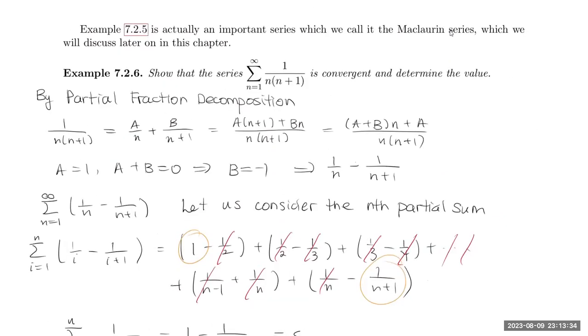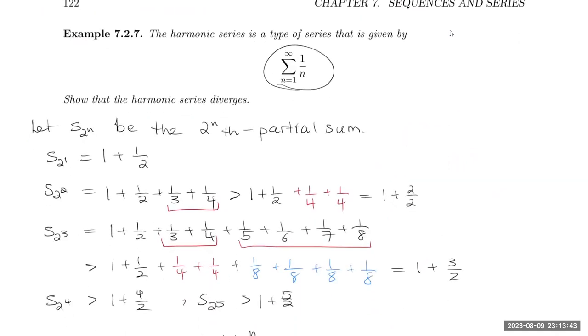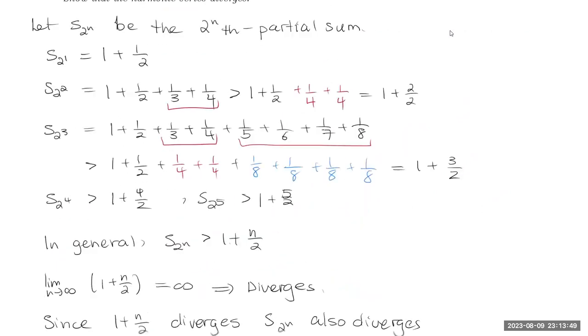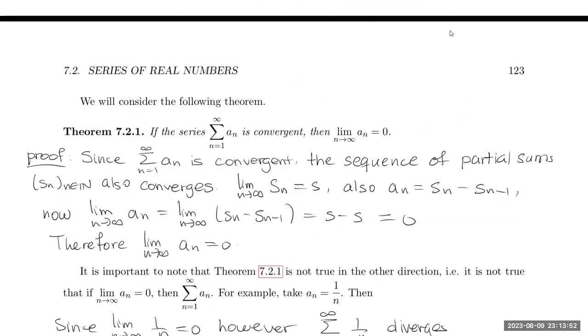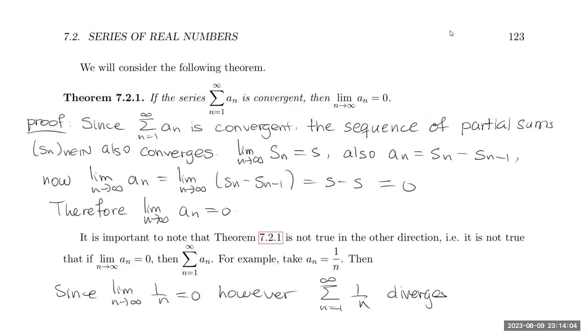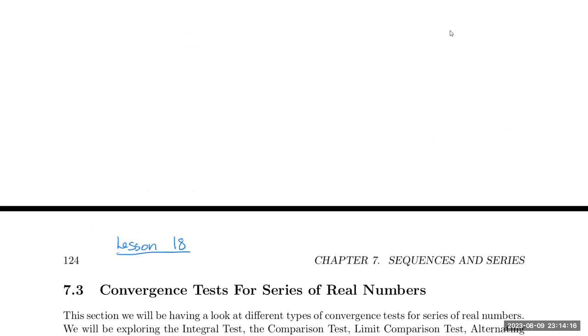We also had a look at the telescopic series, where the sum itself will simply be equal to 1. And we also had a look at the harmonic series, which is a typical example where it will actually diverge. Okay, so we have the theorem as well. If a series is convergent, then the limit of the sequence of terms is going to converge to 0. We also had to look at the contrapositive of that, meaning that if the limit does not equal 0 or does not exist, then the series diverges. So that was from last time.